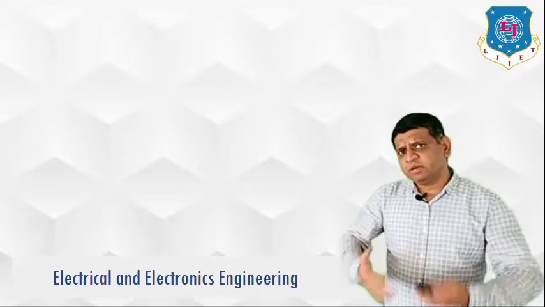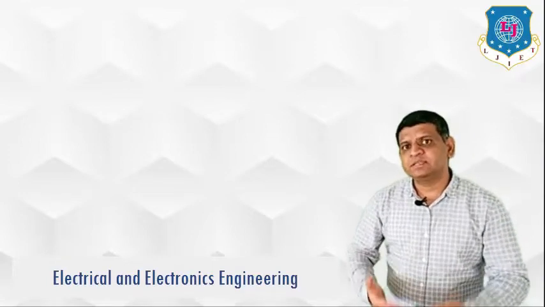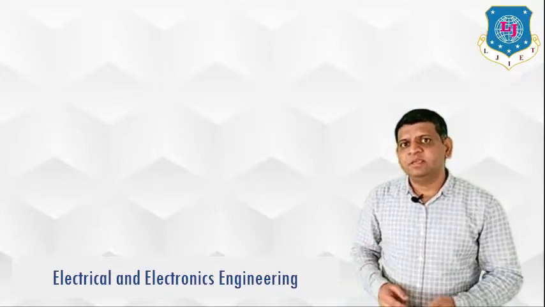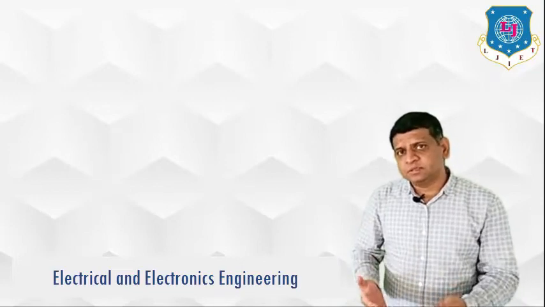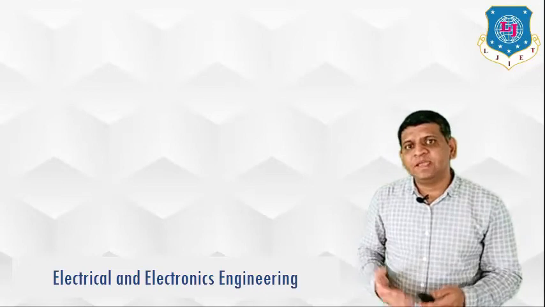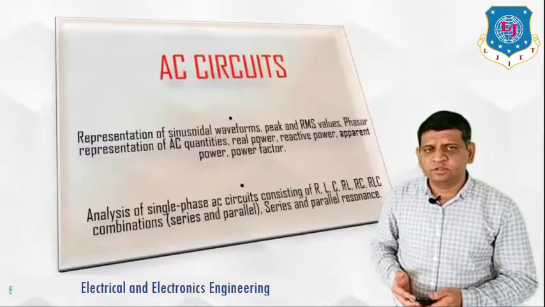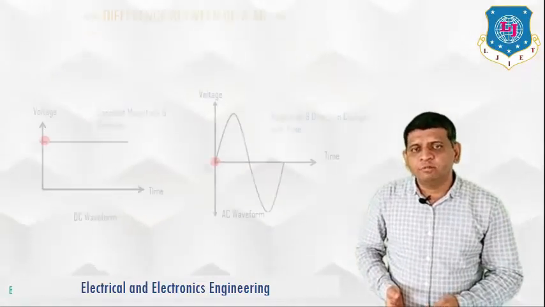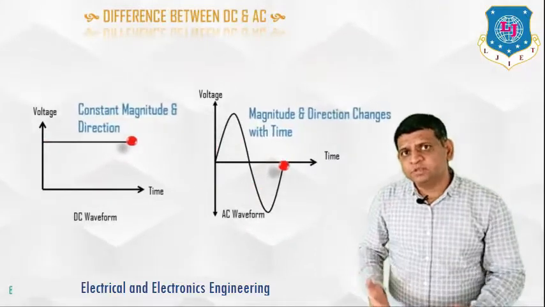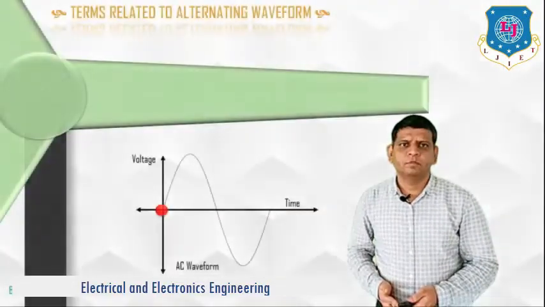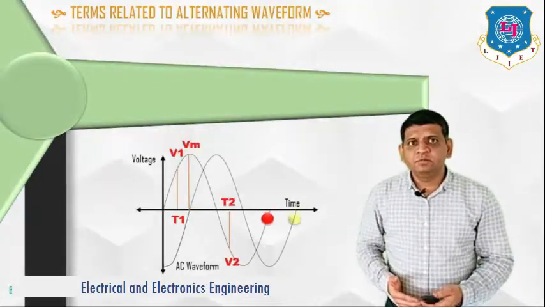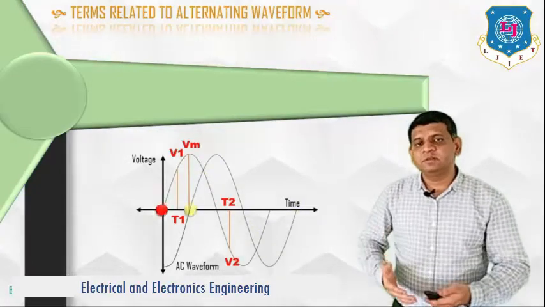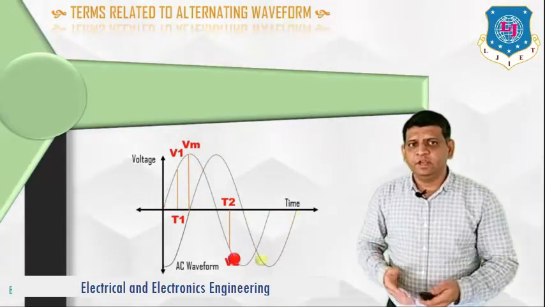Now once you have generated AC signal, your next job is to understand the various parameters related to these AC quantities, right? So let's discuss the various AC parameters related to the AC signals topic. In today's topic we are going to discuss different parameters of AC signal. Let's start with the terms related to the alternating waveform.